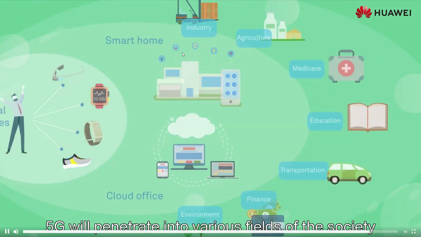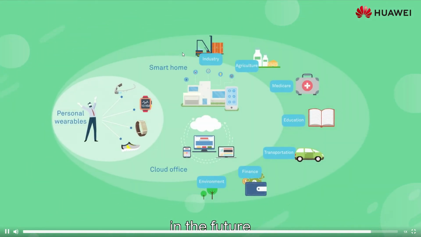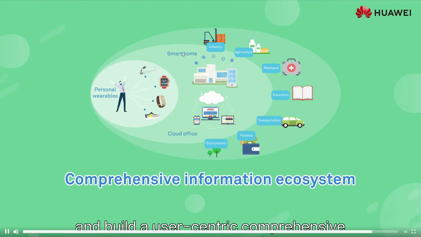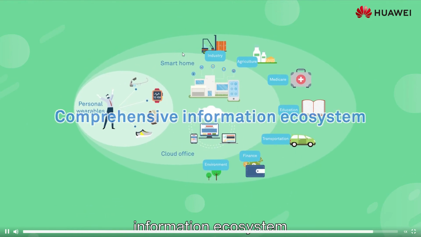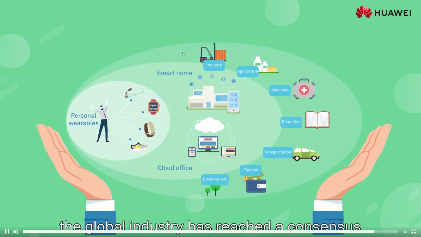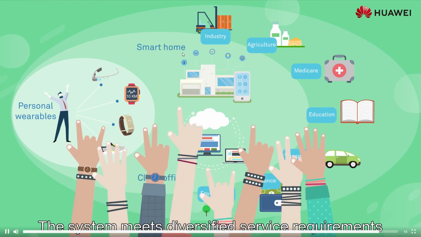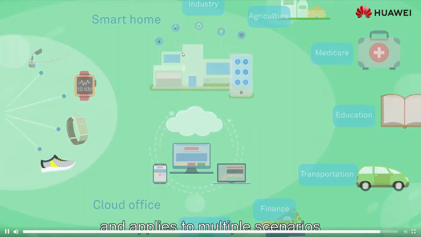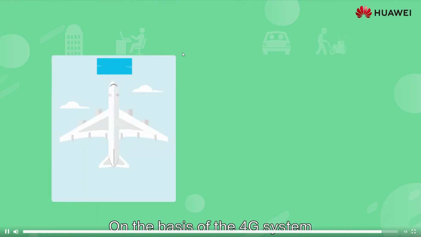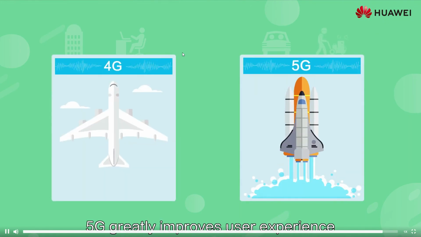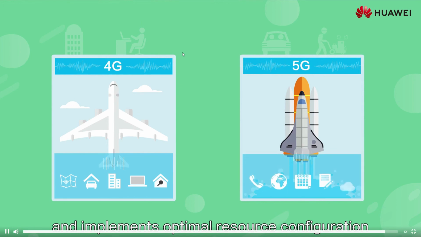5G will penetrate into various fields of the society in the future and build a user-centric comprehensive information ecosystem. Currently, the global industry has reached a consensus on the characteristics of the 5G system. The system meets diversified service requirements and applies to multiple scenarios. On the basis of the 4G system, 5G greatly improves user experience and implements optimal resource configuration.